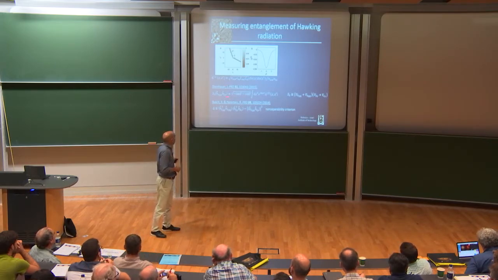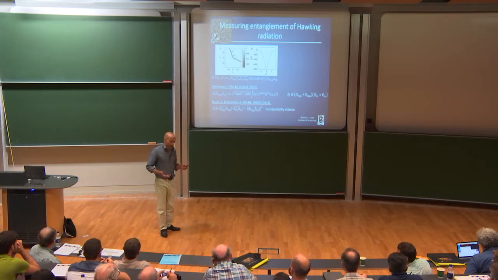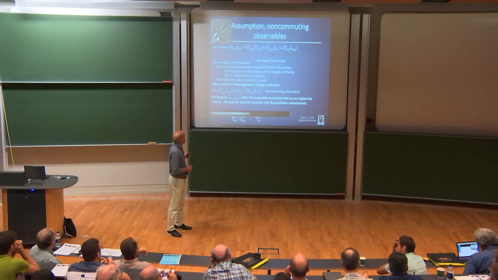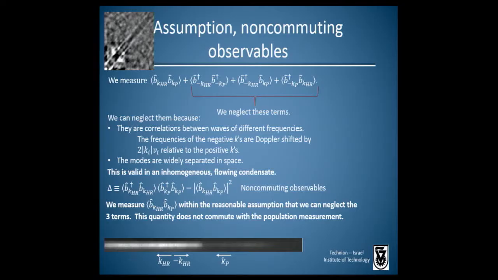In deriving this expression, an approximation has been made. We've neglected these three terms in order to get this term. These three terms are all correlations between different k's, for example, a positive k and a negative k. We can see that these waves have different frequencies. So here, if we look, here's a positive k, and here's a positive k partner particle. These have the same frequencies.